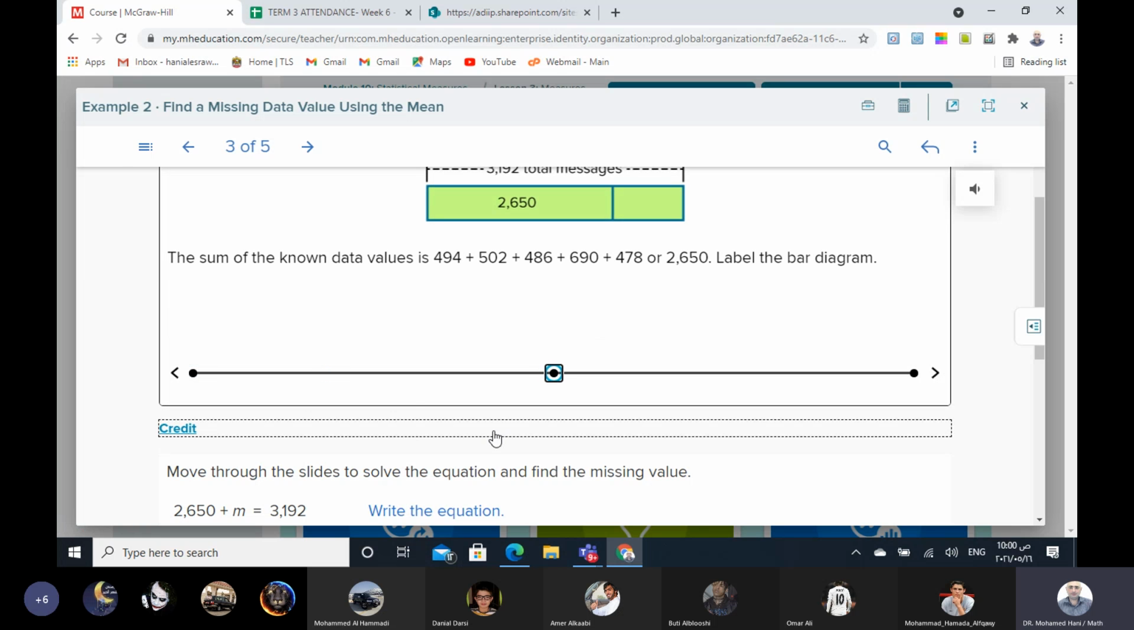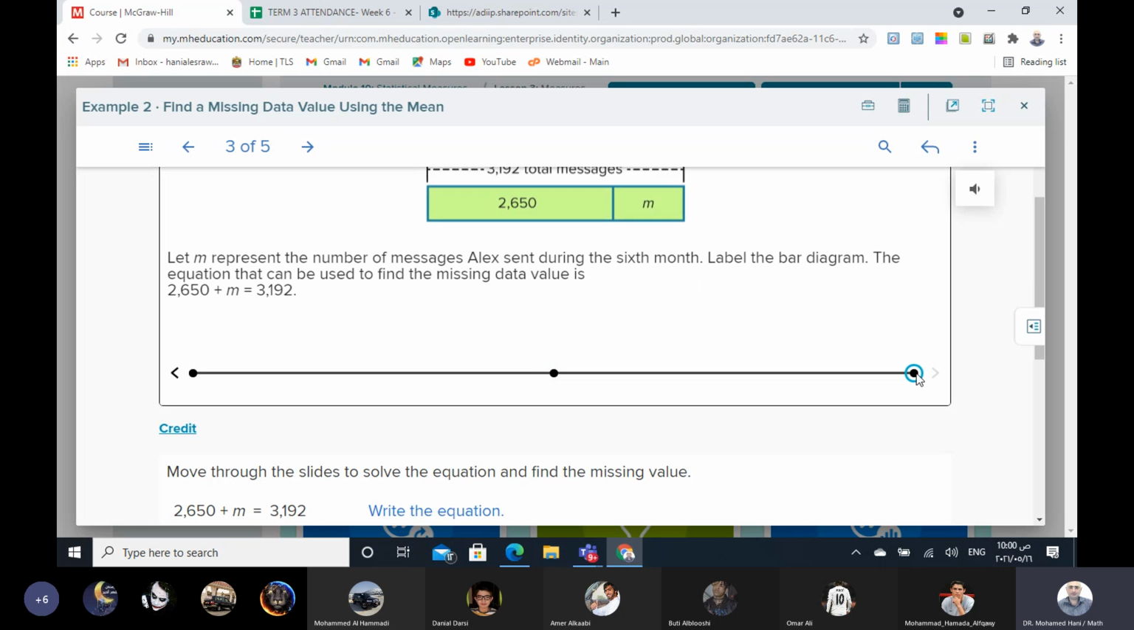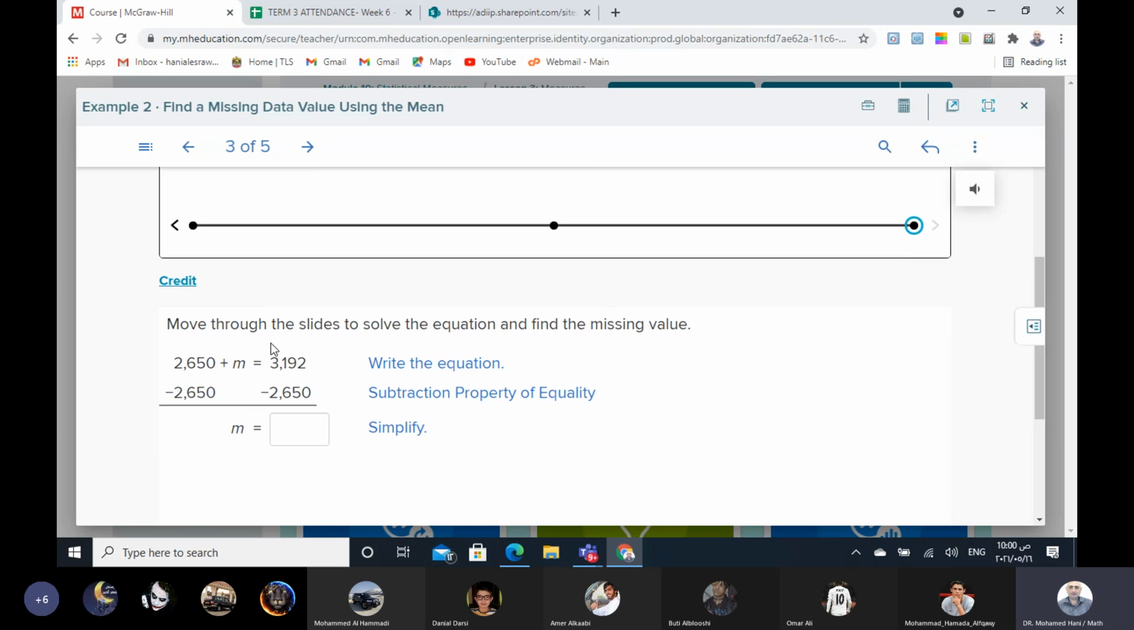The next step: the sum of the known data values is 494 plus 502 plus 486 plus 690 plus 478. So the answer will be 2,650. Label the bar diagram. So we can write the equation: the sum of the values inside the data plus the missing value equals the total, 3,192.